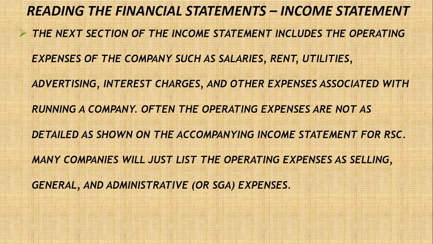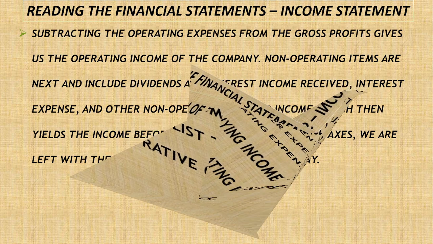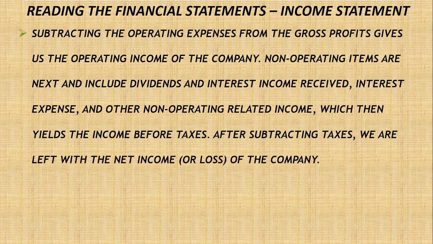Often the operating expenses are not as detailed as shown on the accompanying income statement for RSC. Many companies will just list the operating expenses as selling, general and administrative, or SG&A expenses. Subtracting the operating expenses from the gross profits gives us the operating income of the company.